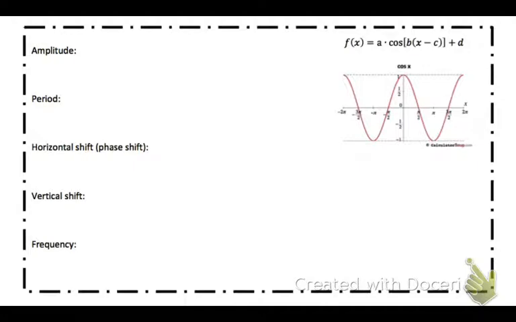This is all the same as it was for sine. So the amplitude is A, the period is 2 pi over B, the horizontal shift is C, vertical shift is D, frequency is B over 2 pi, and the midline is y equals D. So it's all the same as sine. We didn't change anything. The graph just looks different. We start at different points. But you find the amplitude, period, everything the same way.